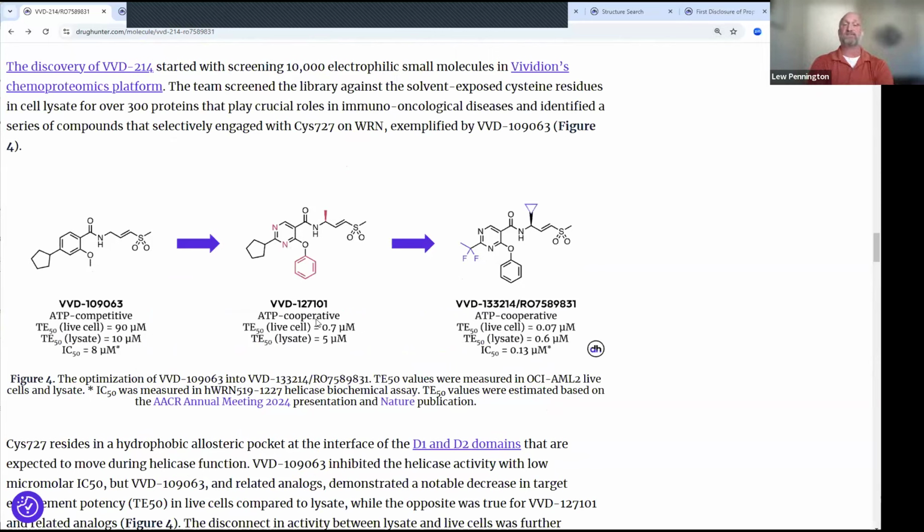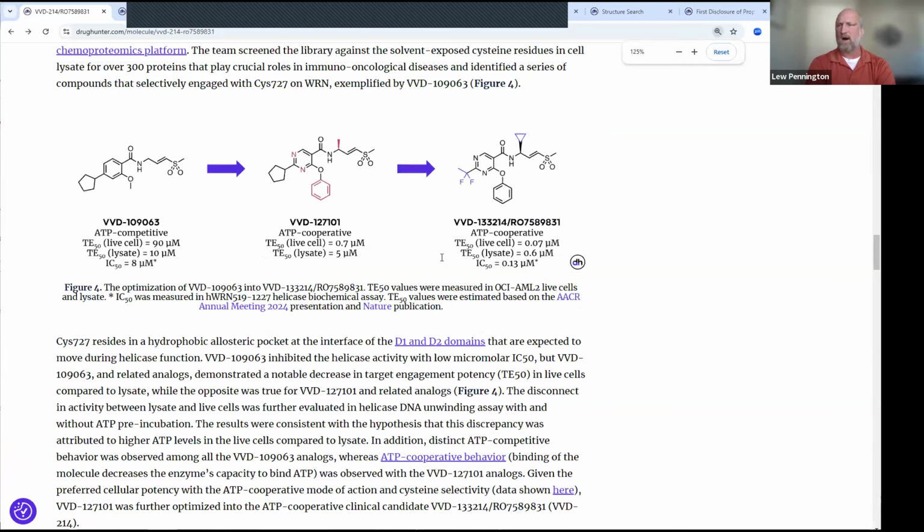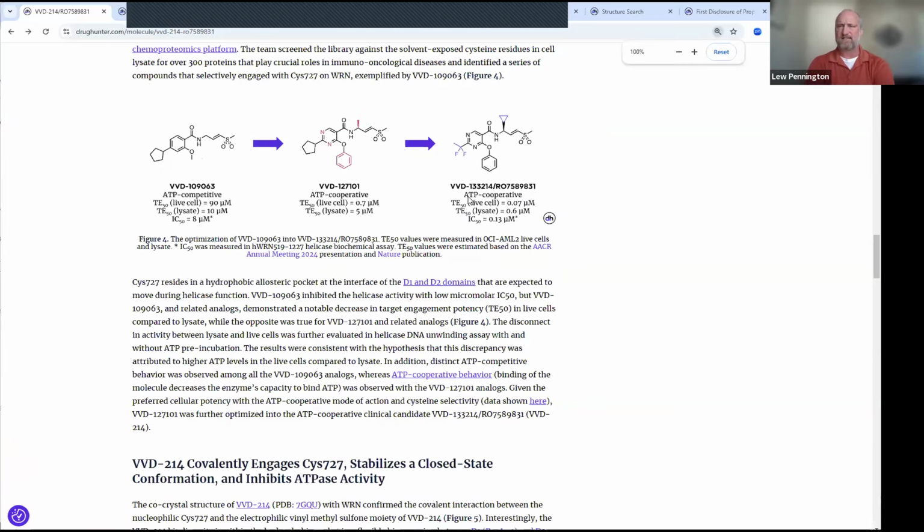How did they find that? They saw that this compound actually had greater potency in cells than it did in cell lysate. So they decided to capitalize on this serendipitous finding and ultimately transformed 127101 to 133214 that we call VVD214. This is the clinical compound. So really a nice piece of work capitalizing on a serendipitous pharmacological observation.